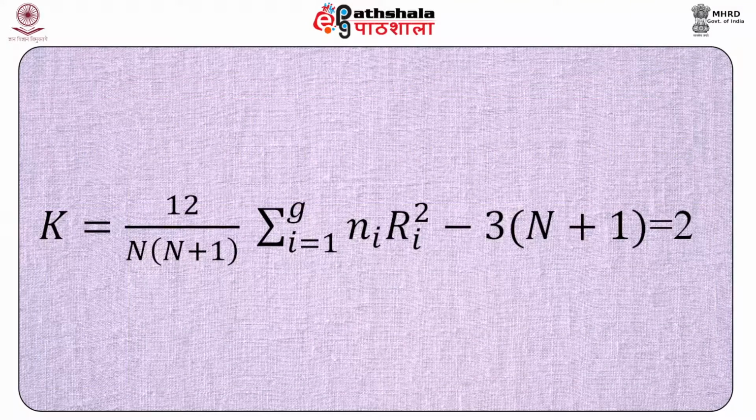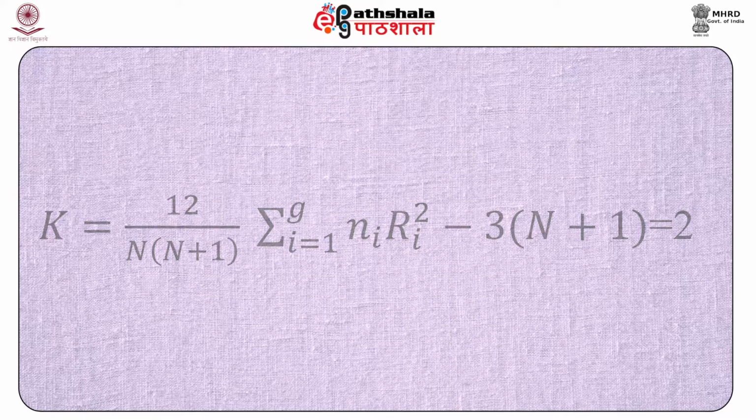K here is calculated as 12 divided by n into n plus 1, sigma i from 1 to g, ni into ri square, minus 3 into n plus 1, which is equal to 2. The degree of freedom is 1 less than the number of groups, that is 2.